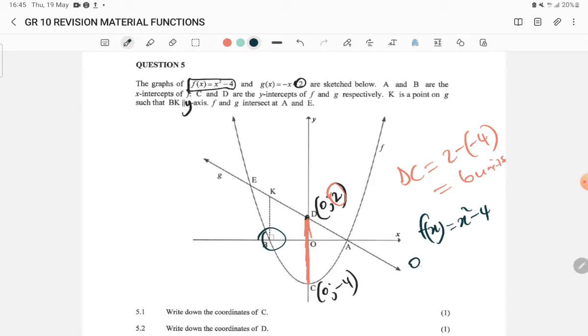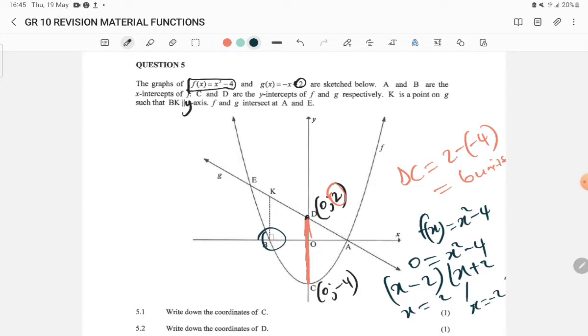Now in the place of y we put 0, then we have x squared minus 4. Then we can just factorize our equation to get these two different values. Then our x is equal to 2 or x is equal to negative 2. So we have these two values, x is equal to 2 and x is equal to negative 2.